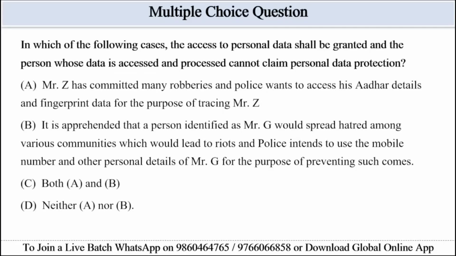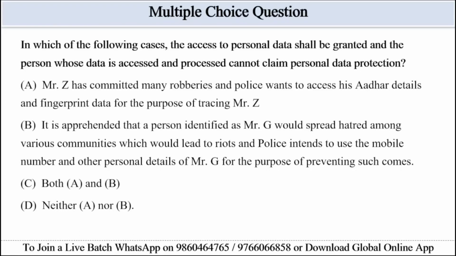Next question is, in which of the following cases the access to personal data shall be granted and the person whose data is accessed and processed cannot claim personal data protection. So the question asks, in which situation access to personal data is allowed under a typical public interest exemption so that the individual cannot successfully invoke personal data protection to block it. So the passage states that the law gives government-wide exemption to process data in the interest of prevention, detection, investigation, or prosecution of offenses, security of state, public order, and prevention of offenses, giving security agencies extensive authority.